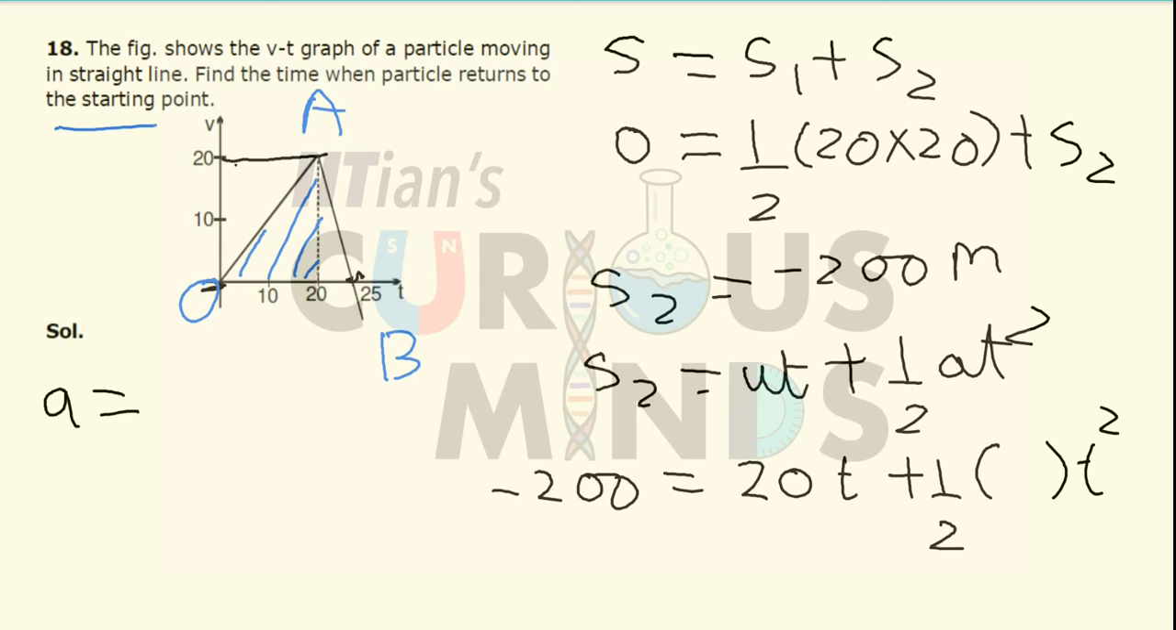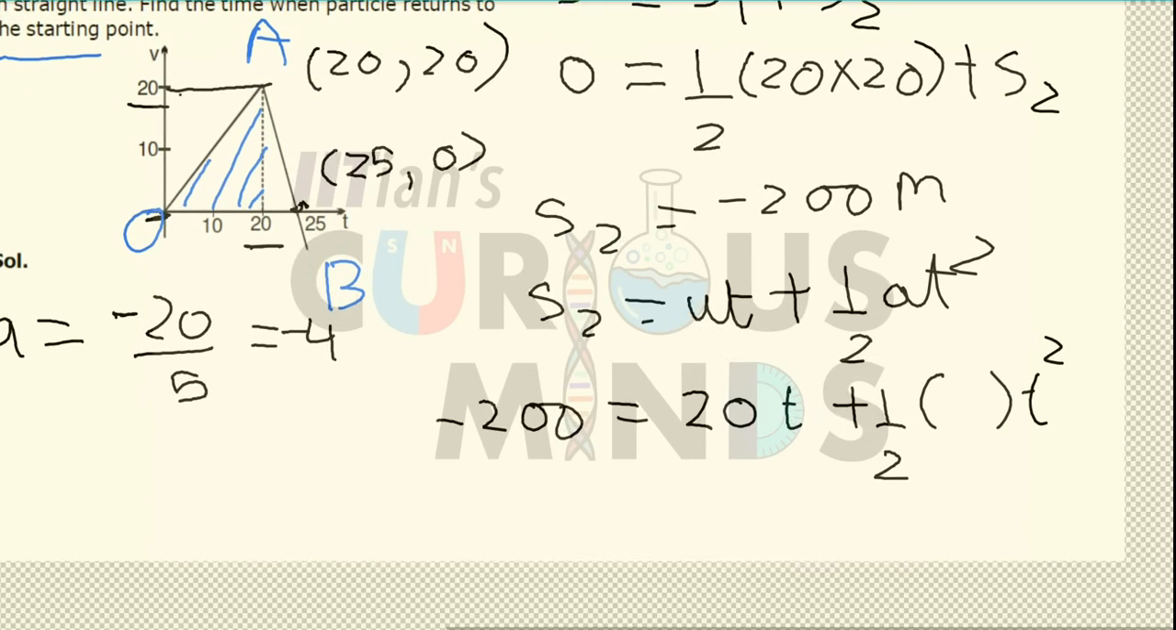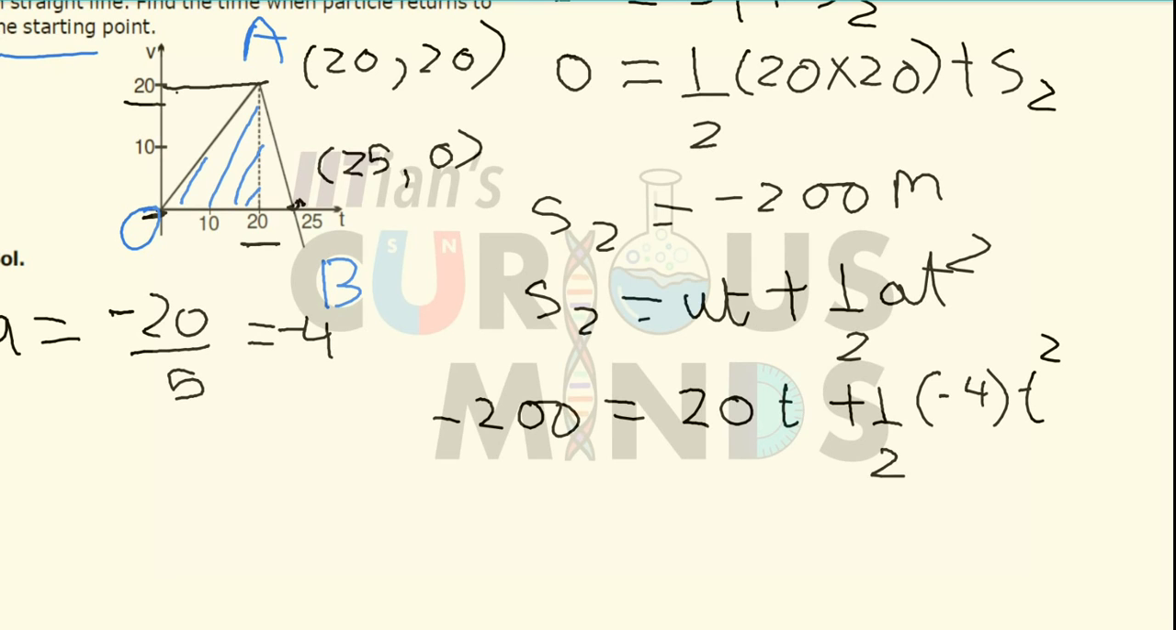Now the coordinates of the end point will be 25 comma 0, where the velocity is equal to 0. This coordinate will be 20 comma 20, so the x-axis is equal to 20 and the y-axis is equal to 20. So 0 minus 20 is equal to minus 20, and 25 minus 20 is equal to 5. So the acceleration is equal to minus 4 meter per second square. I will substitute over here minus 4 into t square.